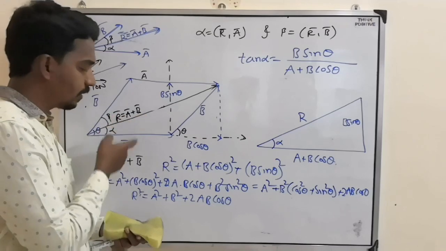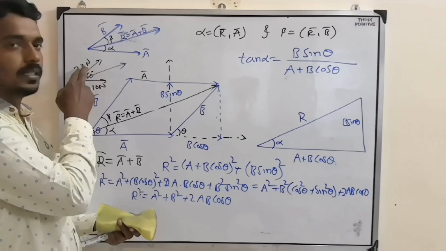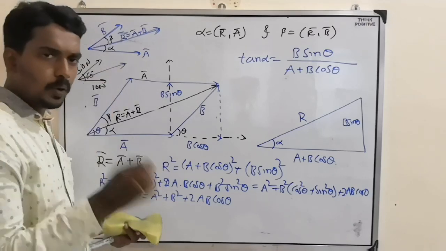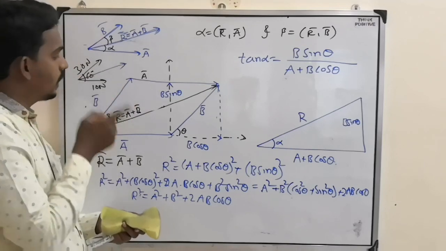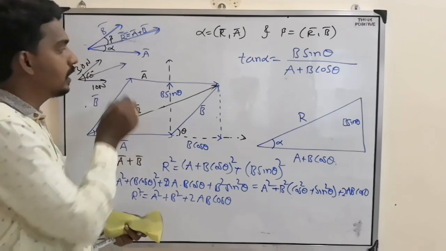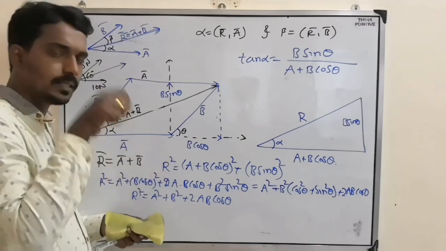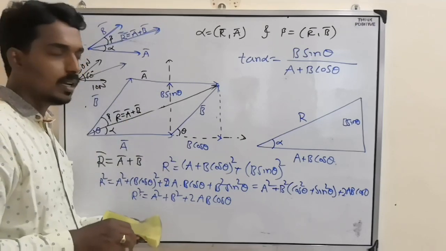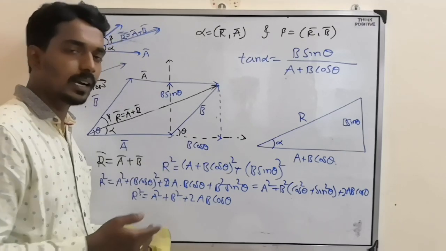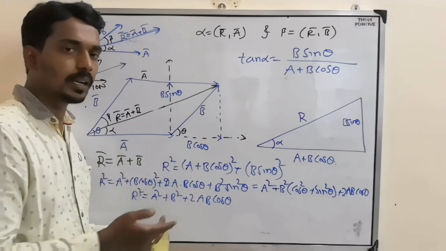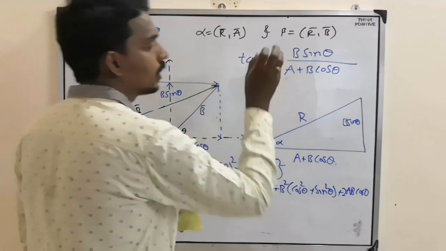Angle between resultant with A, then you consider 30 as A. Suppose they are asking the angle between resultant and B bar, the angle between resultant and 10 Newton, then 10 Newton you consider as A bar. So with whichever vector they are asking the angle for the resultant, you consider that vector as A. Then you can use only one formula.